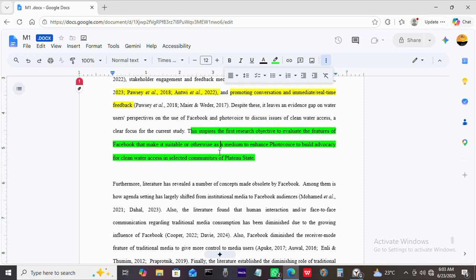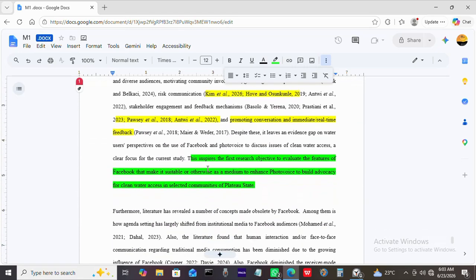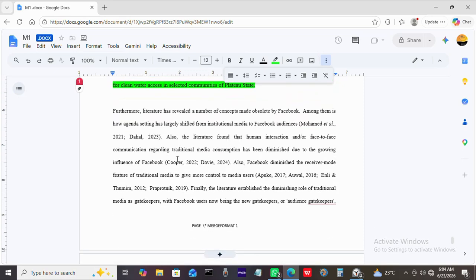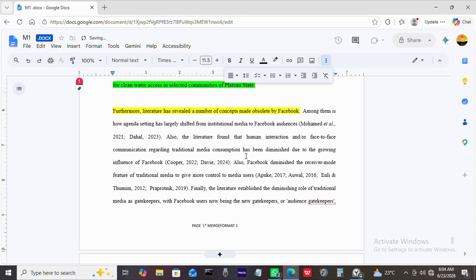This gives the opportunity for the study to contribute knowledge to the objective of how the law of obsolescence impacts Facebook as a medium for photo voice when investigating clean water access in selected communities. So your second objective is inspired by the gaps you have found in this literature theme about Facebook obsolescence.